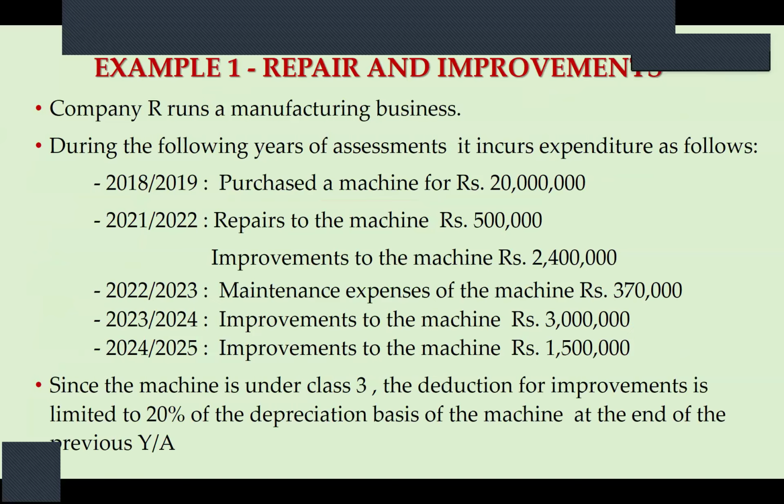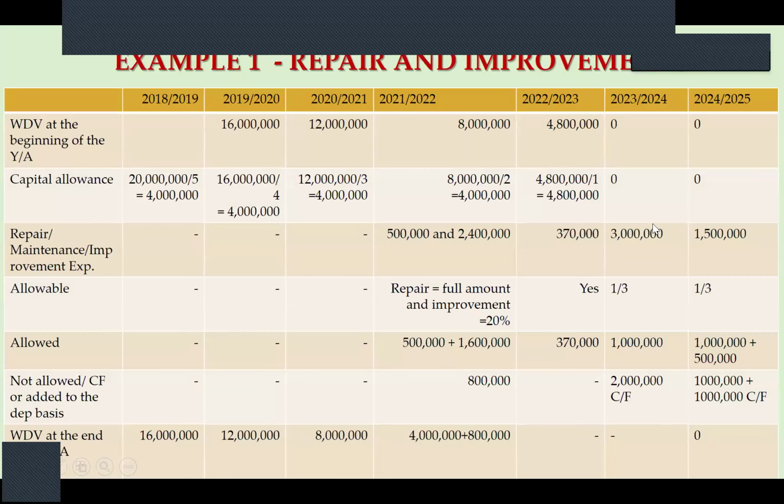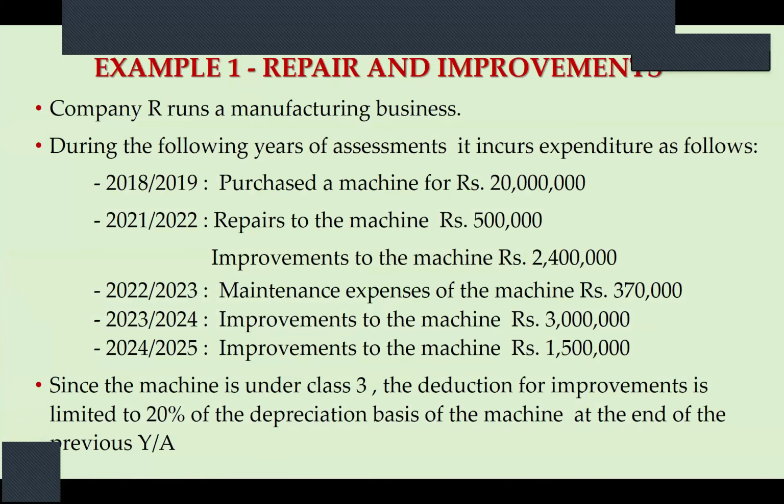Okay, so this is an example for the repair and improvement deduction. This is for a company, but it doesn't matter whether it is for a company or an individual's business. This is applicable for both. So I have given you a company. Company R runs a manufacturing business. During the following years of assessment, it incurs expenditure as follows.